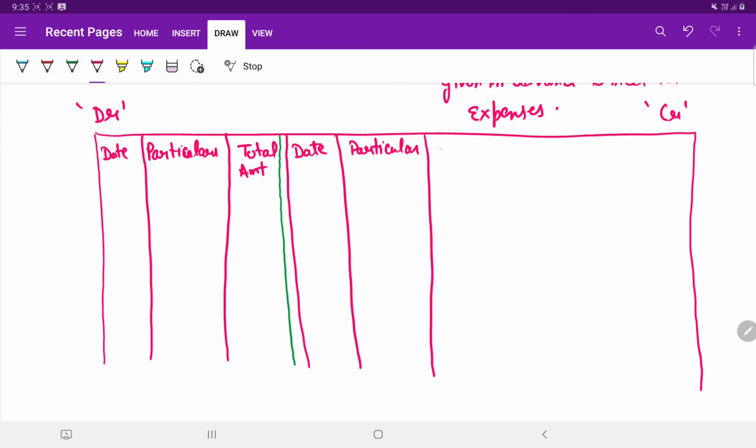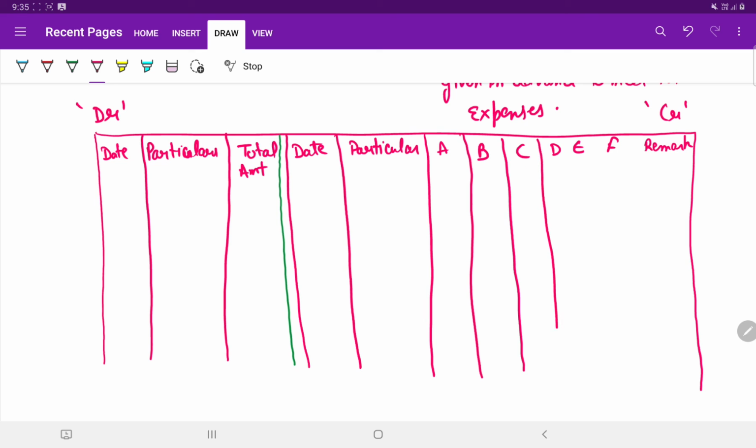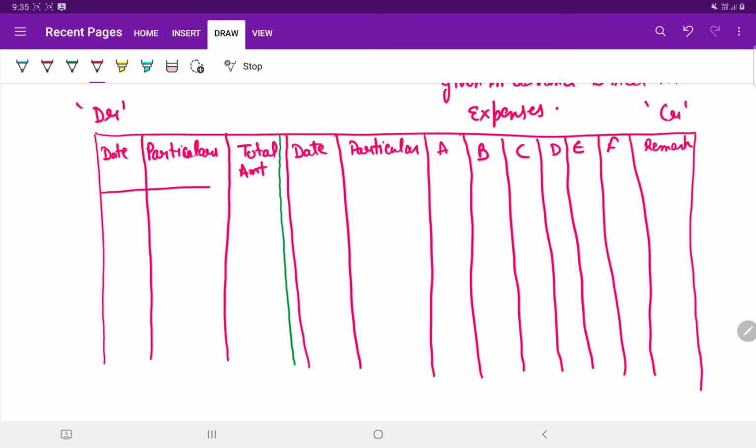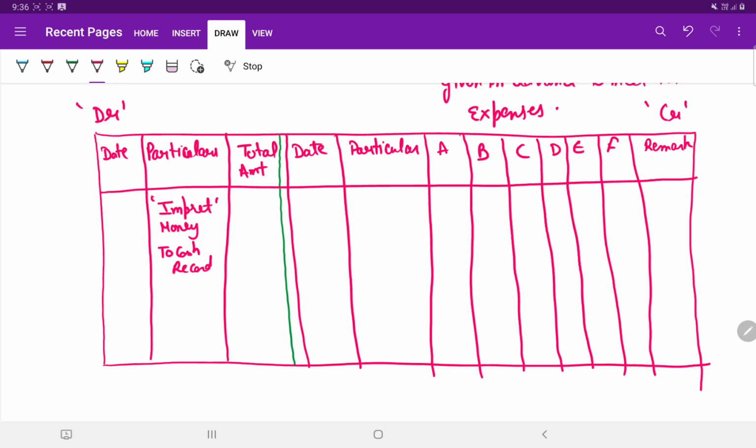Then the different columns I am writing here as A, B, C, D, E, F and finally the remarks column. These columns mention the various account heads, which can be stationery charges, courier service charges, taxi fares and anything else. So these are the different head expenses. The imprest money entry is here. It can be written as to cash record. So this can be done on the following basis. This is a simple format for a petty cash book.